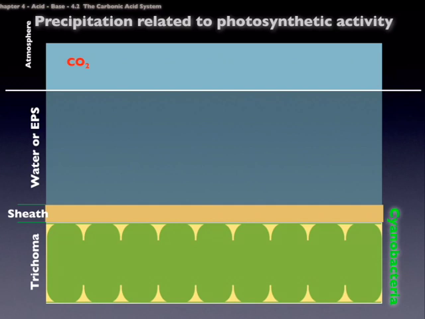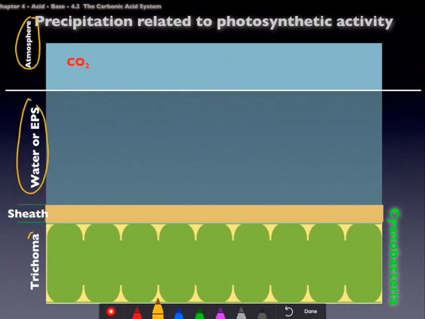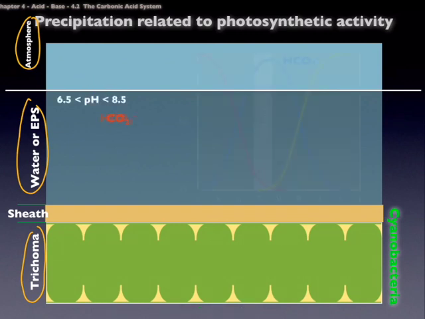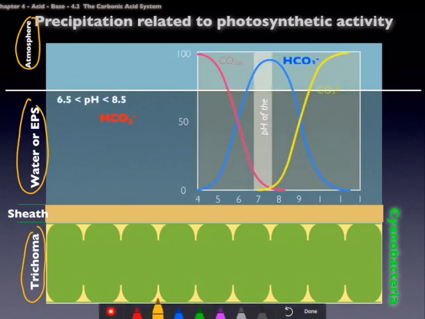If you have a small model, you can actually explain it this way. This is the atmosphere, this is the water, and this is a section through the bacteria. You see the cell here and the sheath. So CO2 from the atmosphere will be mixed into the water, and because the water is pH neutral here, most of the DIC will be in the form of bicarbonate. We just saw that in the previous lecture. So it will be mostly bicarbonate.